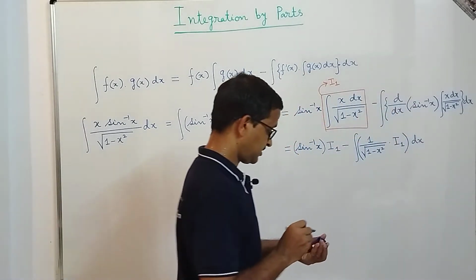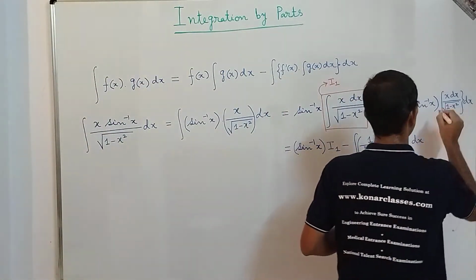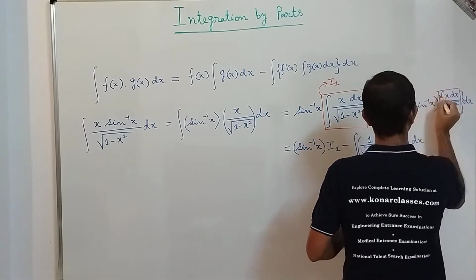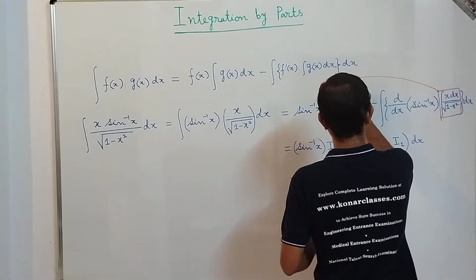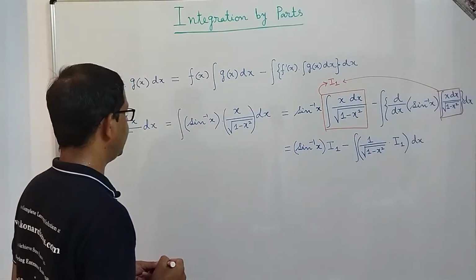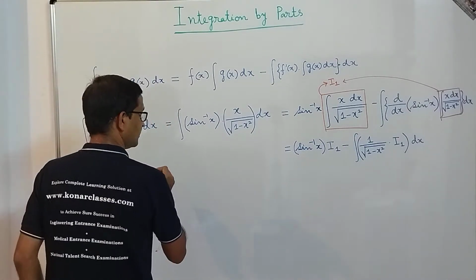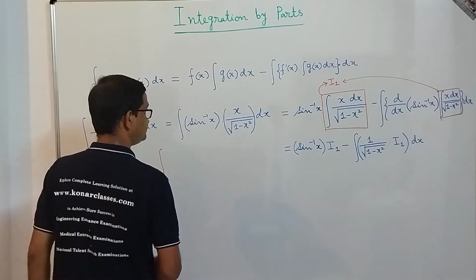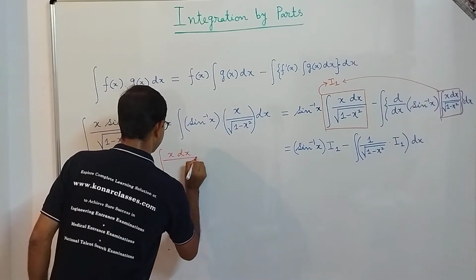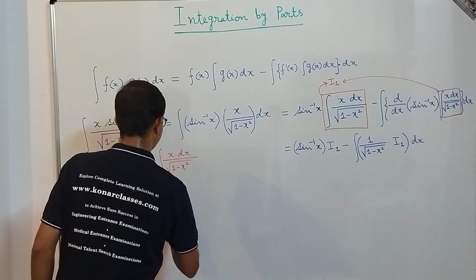Okay, so what you see is integration of x dx by square root of 1 minus x square. That is also the same thing, the same I1. Now let's see how to perform that integration, x dx by square root of 1 minus x square. Let us do it here. So integration of x dx divided by square root of 1 minus x square.